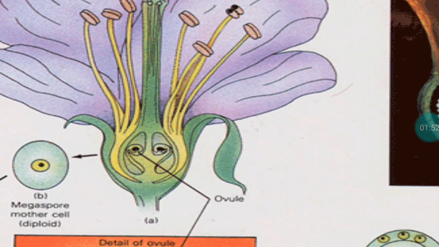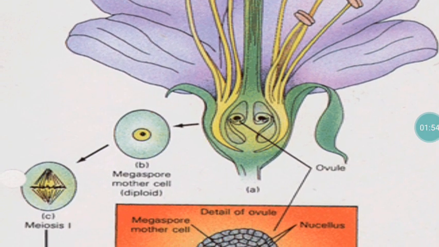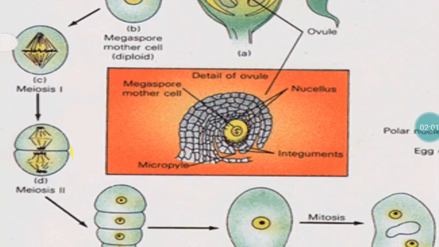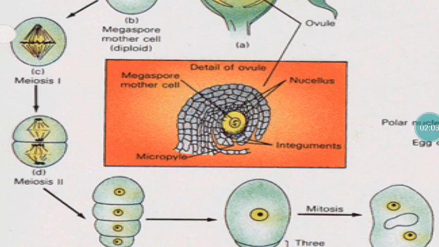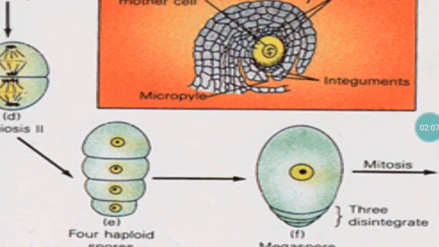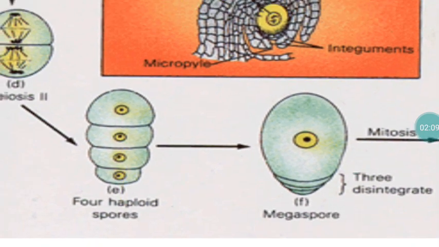The ovule tissues contain megaspore mother cells, which are diploid in nature and undergo meiosis. Through meiosis, the cells undergo reduction division, which leads to the formation of four haploid cells. Out of the four haploid cells, three degenerate and only one cell survives.